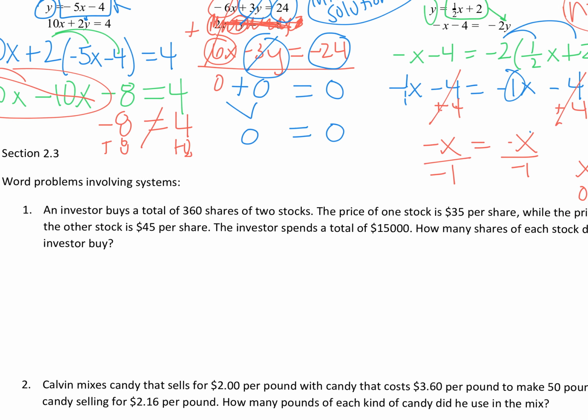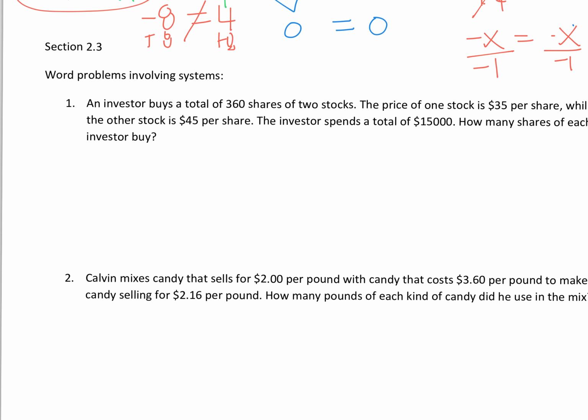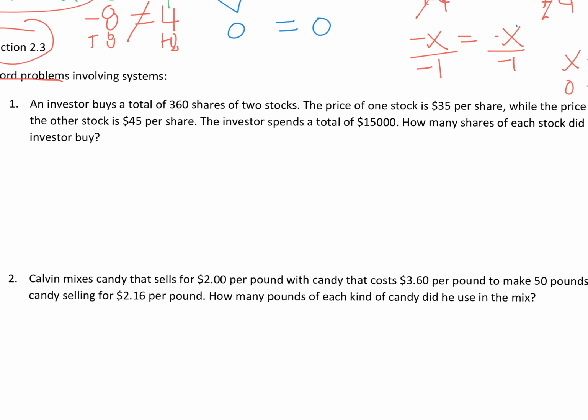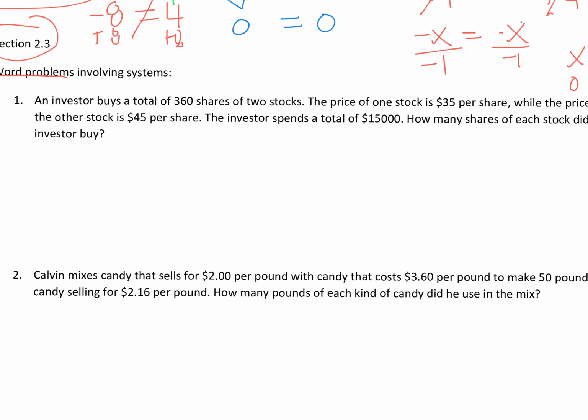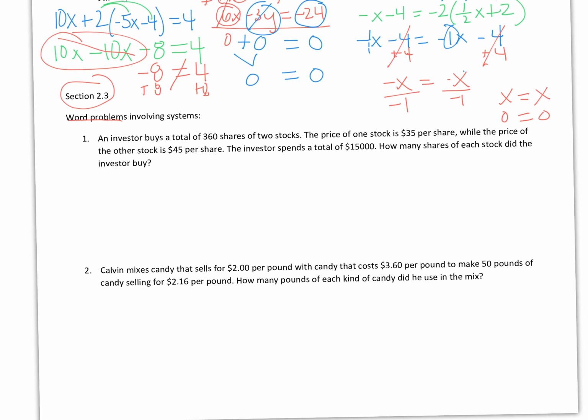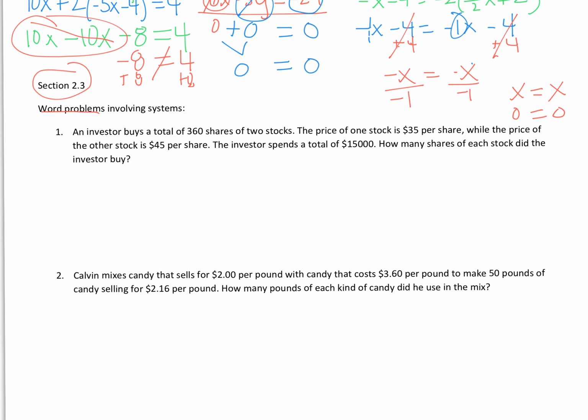All right, so the last section for this quiz was section 2.3, and that was a lot of word problems involving systems of equations. So I gave you 2 word problems here. And so all we've got to do is read through them, derive all that information out of them, set up 2 separate equations that are a system of equations, and then we'll be good to go. I'm going to zoom out a little bit so I can get the whole word problem in.